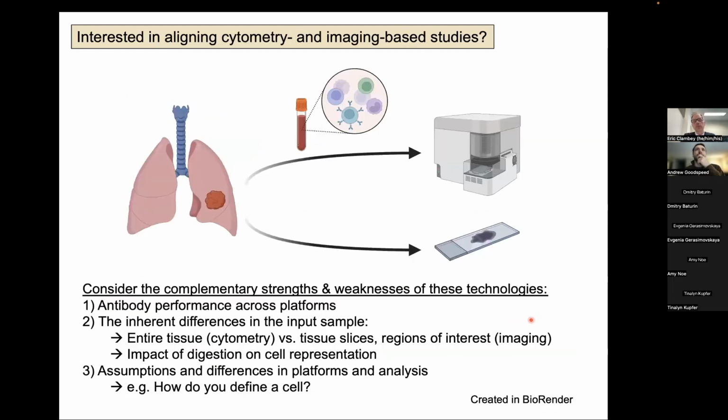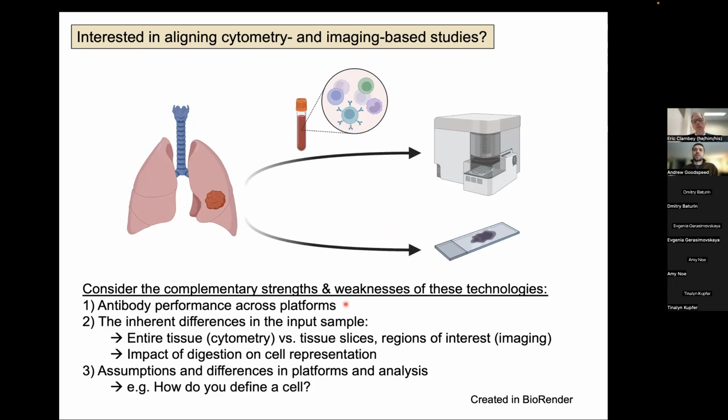I also would like to briefly mention possibilities of integrating or aligning cytometry and imaging-based studies. So again, in this case of a lung tumor, if you seek to characterize that by cytometry, you will dissociate that tissue and then apply it onto the cytometer. In contrast to if you want to do immunohistochemistry.